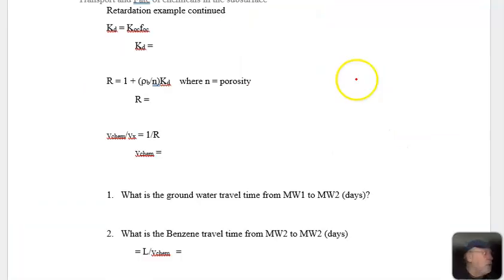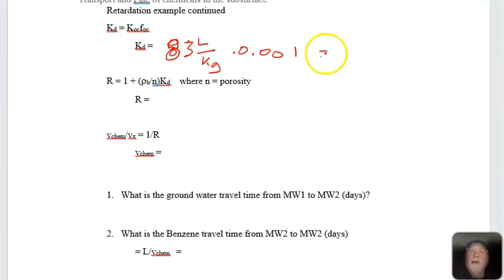Now to work the adsorption into it, KD equals KOC times FOC. For benzene, we're going to use the KOC of 83 liters per kilogram. I've also seen 58 for that number recently, but you can look it up. And the FOC of this particular soil is 0.001, so 0.1%. That gives me a KD of 0.083, and it does have units, something like liters per kilogram. So the retardation factor can be calculated from that.